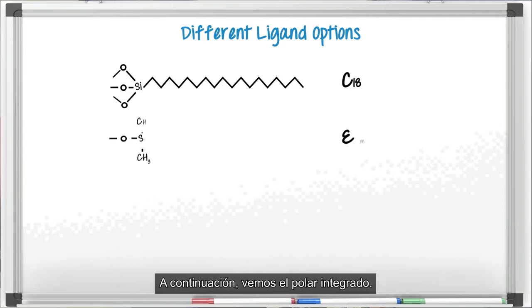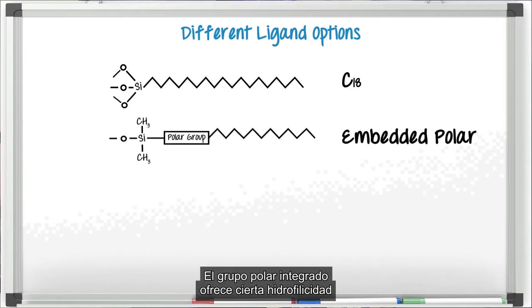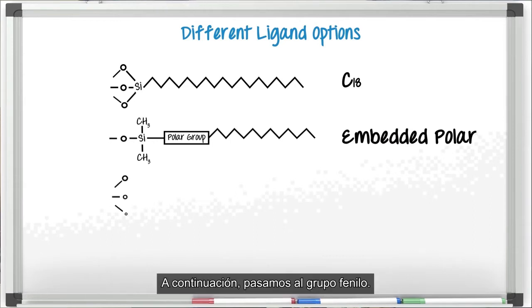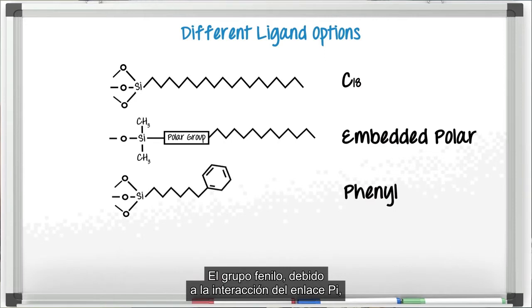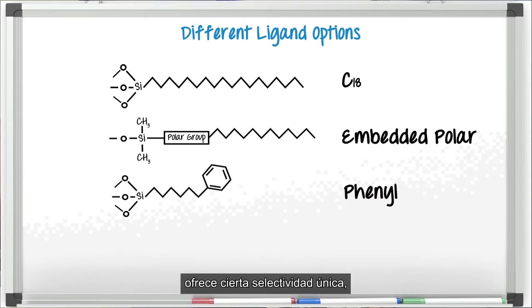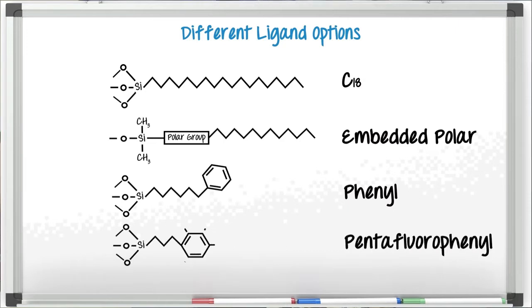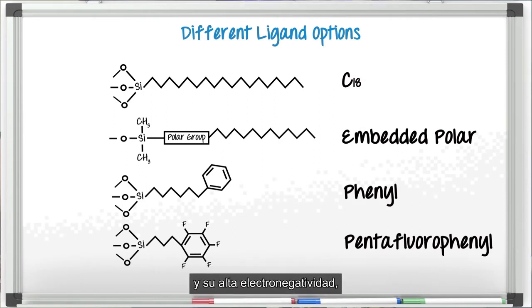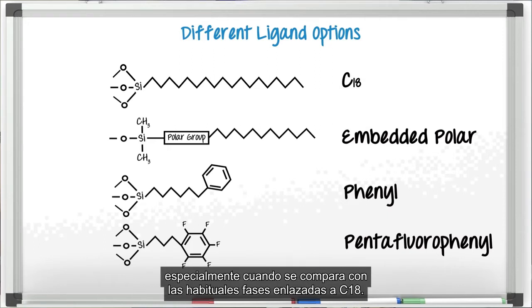Next, we'll look at the embedded polar. The embedded polar group offers some hydrophilicity along with the hydrophobicity of that alkyl chain length. Then we'll move into the phenyl group. The phenyl group, due to the pi bond interaction, offers some unique selectivity, especially for aromatic compounds. And then lastly, the pentafluorophenyl group, with the fluorine groups on the outside of the ring and their high electronegativity, offers some unique selectivity, especially when compared to typical C18 bonded phases.